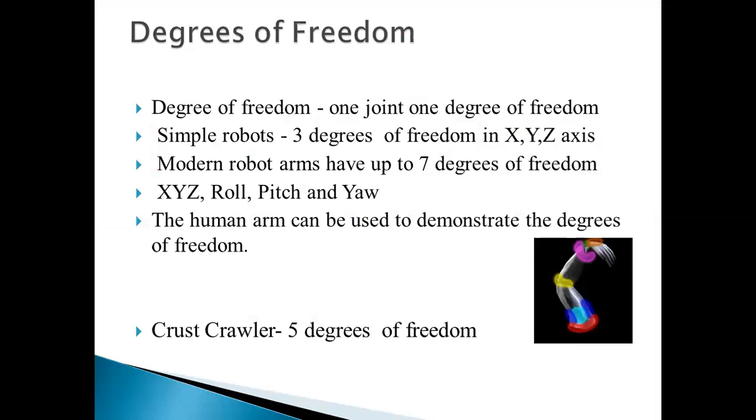Now, as I said, if there is one joint, it means 1 degree of freedom. In the case of two joints, there must be 2 degrees of freedom. Similarly, if we talk about a simple robot, there are 3 degrees of freedom in the X, Y, and Z axes, right? In the case of a modern robot arm, there will be a maximum of say 7 degrees of freedom, counted also with rotation. So XYZ, a rolling action is there, a pitching action is there, and yaw is also there.